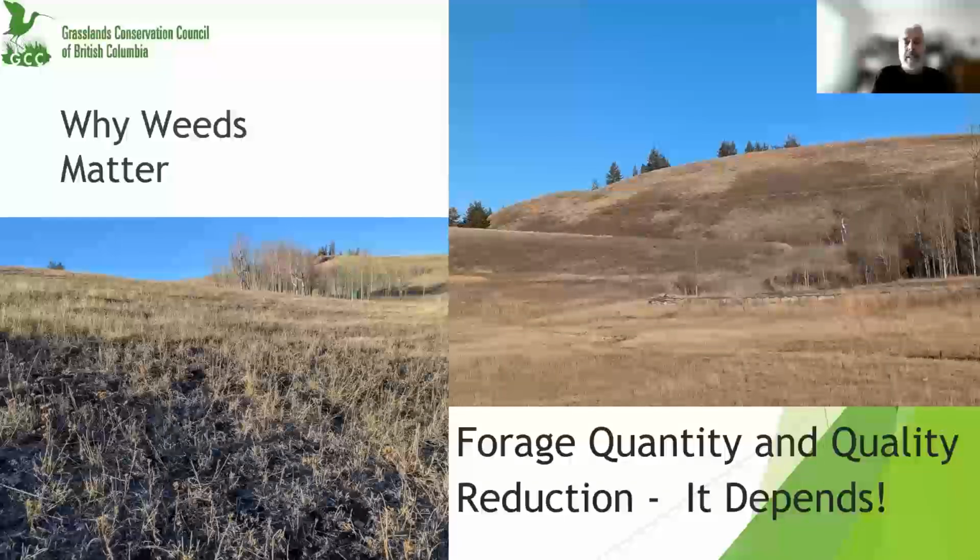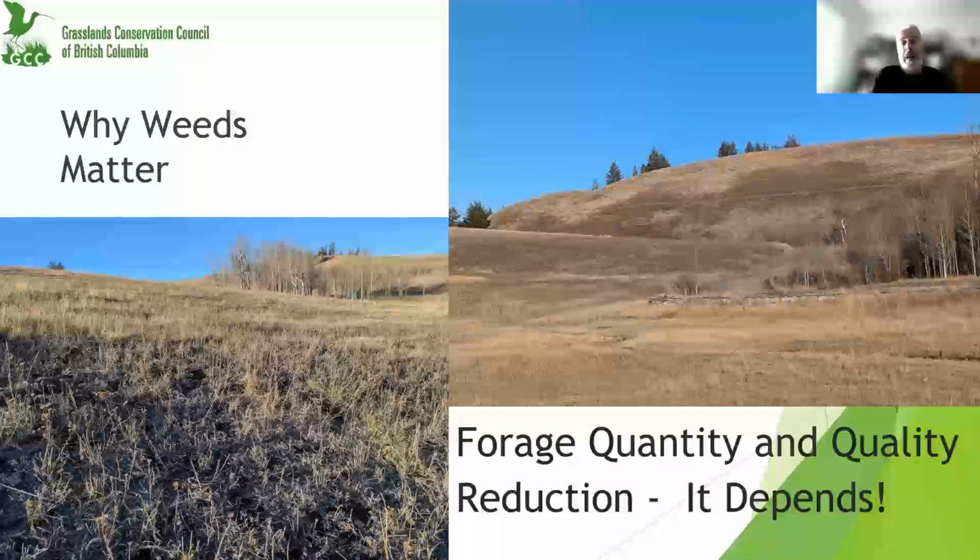In an area like this, the picture on the left there, you can see that forage has been reduced greatly. The grasses that are growing there are small and stunted, and there's not much forage there. That's what it's like over a lot of this area, but there are areas where you've only got a few invasive plants and your reduction might be a lot less. So it really depends on what you're starting with.